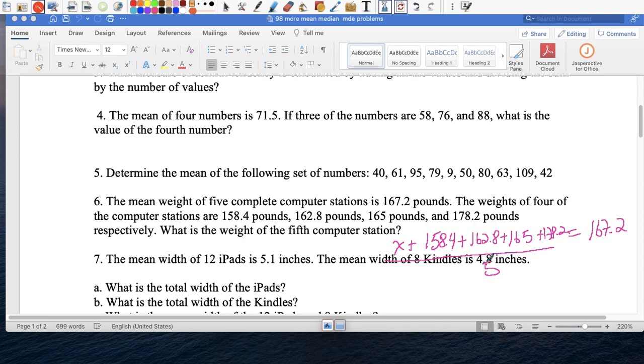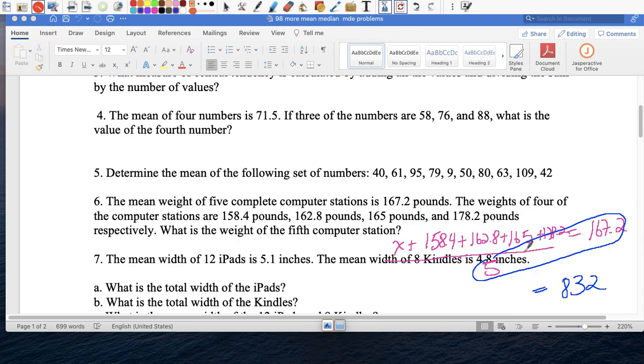Now, we can go ahead and cross multiply right here. Right, so if I cross multiply, I'm going to cross multiply these two. 5 times 167.2 gives me 836. So now can you find the missing number? So you had x plus all these 4 numbers equal to 836.